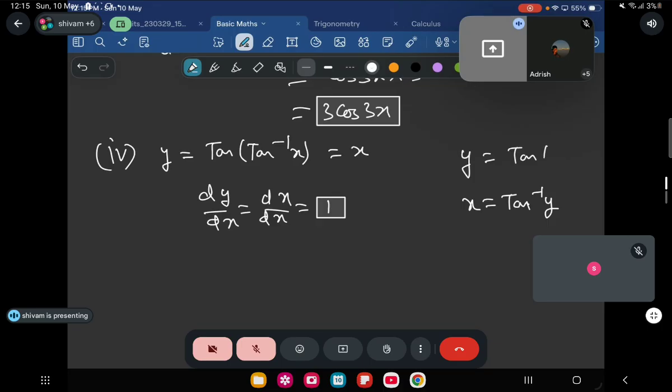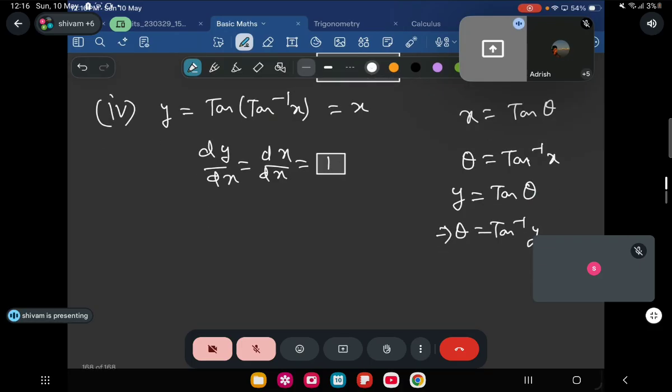Let us take theta. Let us take x equal to tan theta. Then theta is equal to tan inverse x. Understood? So what have we got? We have got y equal to tan theta. Then theta is equal to tan inverse y. And what is theta? Theta is equal to tan inverse x. So tan inverse x equals tan inverse y. What is the value of y? y is equal to x.